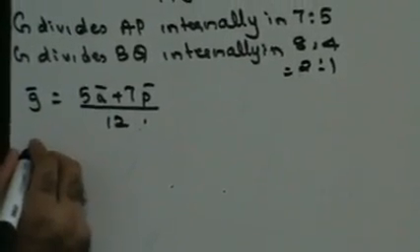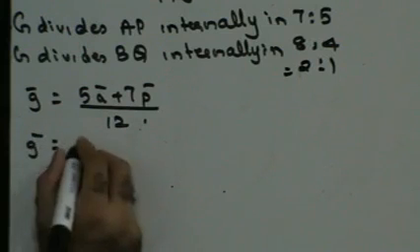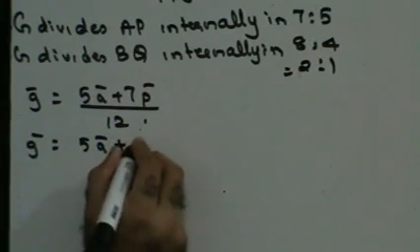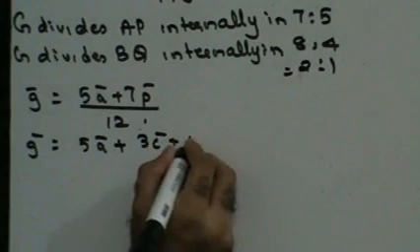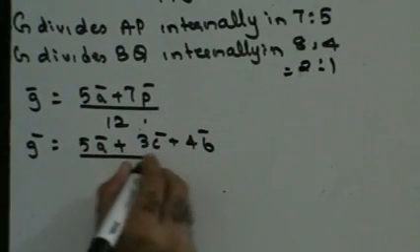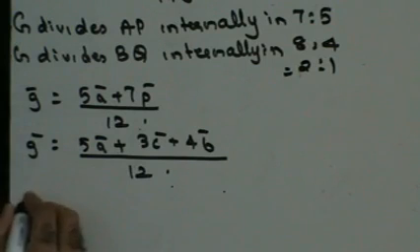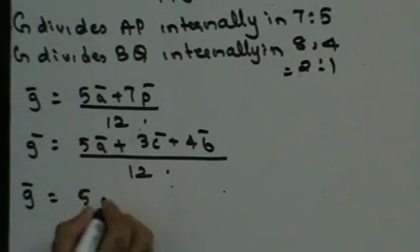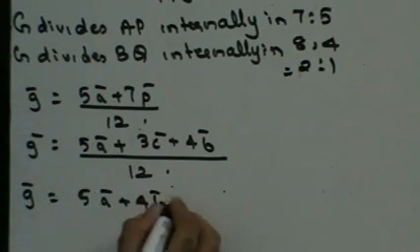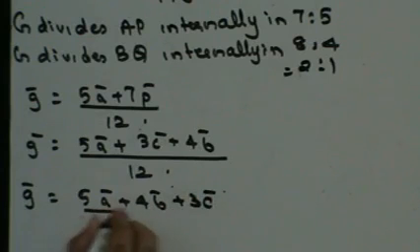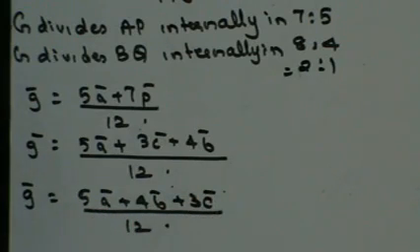So I can say that G vector is 7P vector, from equation 1, can be substituted as 3C vector plus 4B vector upon 12. Right? So that is going to be my position vector of G. Therefore this is 5A vector plus 4B vector plus 3C vector upon 12. That's my position vector of G.